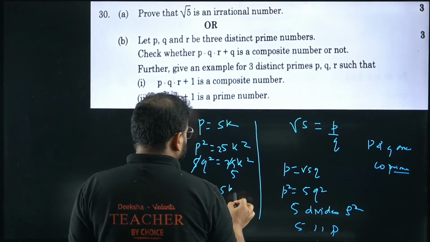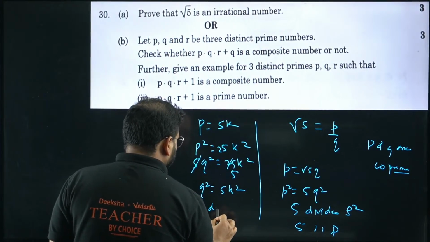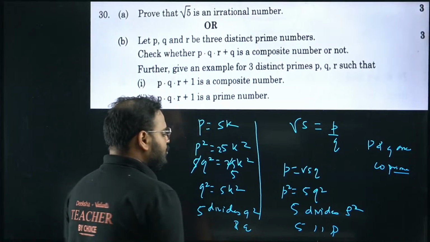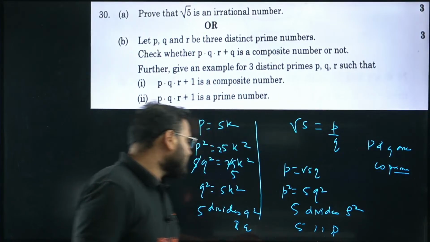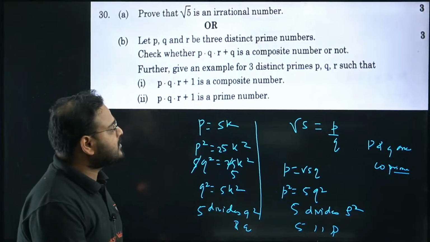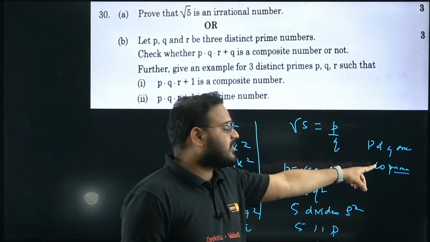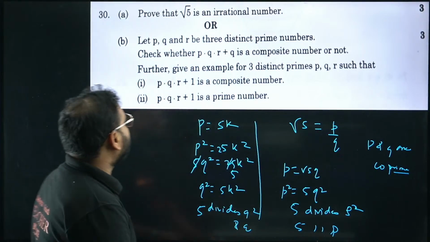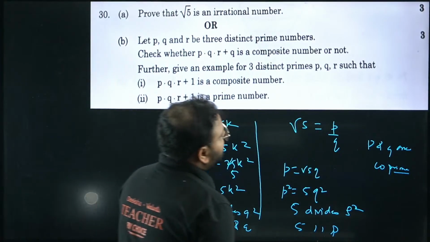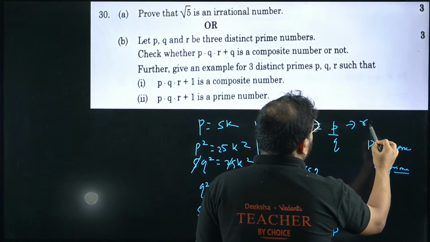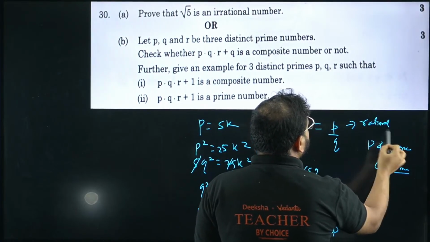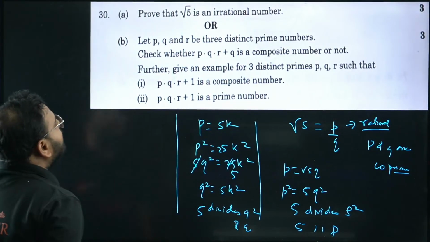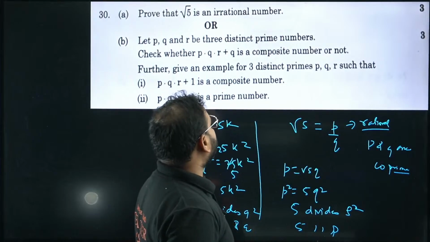equals 5k square. Same way you can say 5 divides q square and q. So you have a common factor of p and q as 5, which is not possible because they are saying that it is co-prime from the definition of a rational number, right? Hence contradiction. Hence our assumption is incorrect. Okay, so please check.